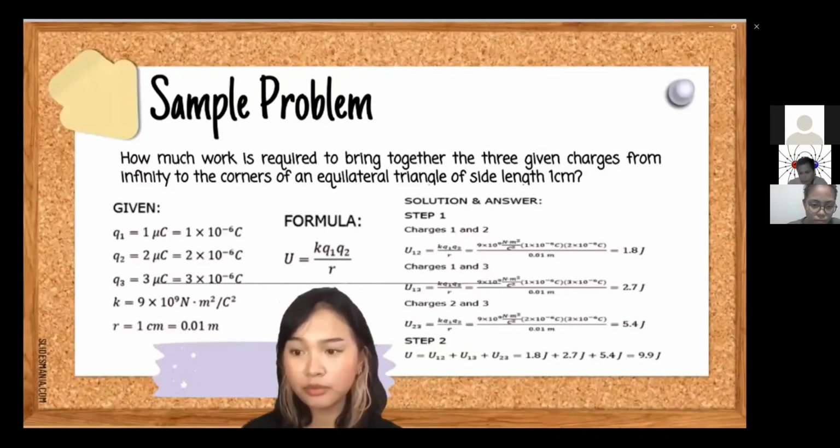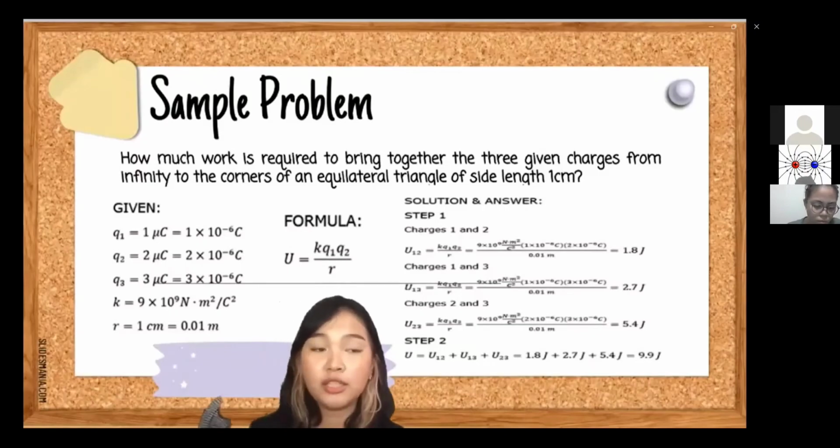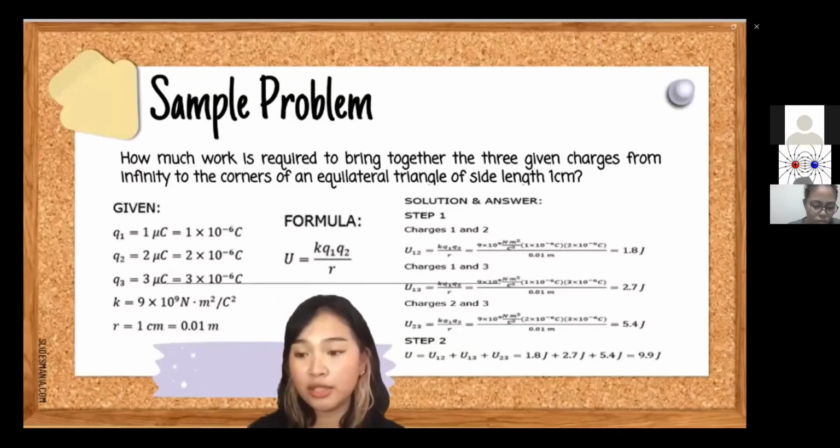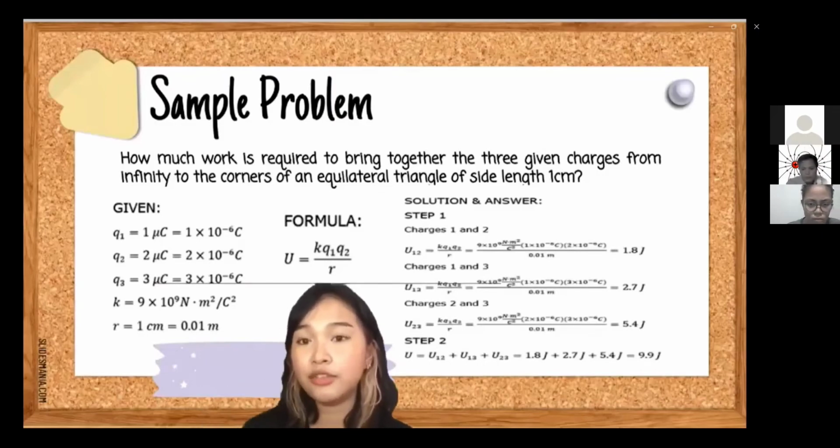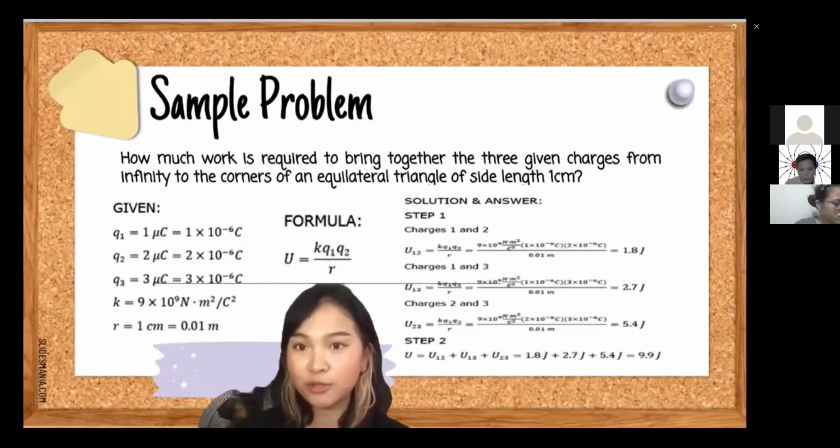And for step 2, we are going to add together all these potential energies to find the total energy of the arrangement. So the solution for this is that we will combine all the work for the charges Q sub 1, Q sub 2, and Q sub 3, which is 1.8 joules plus 2.7 joules plus 5.4 joules. And the final answer for this problem is 9.9 joules.